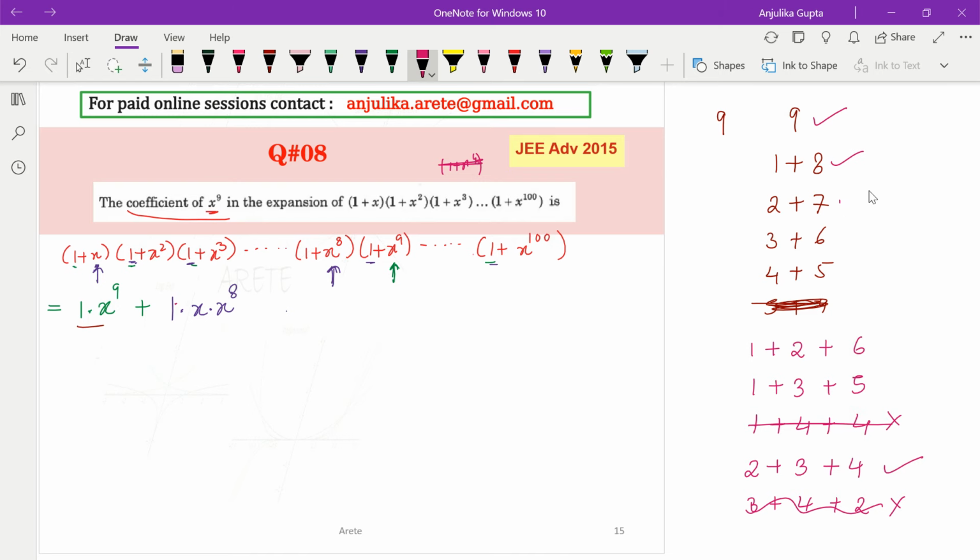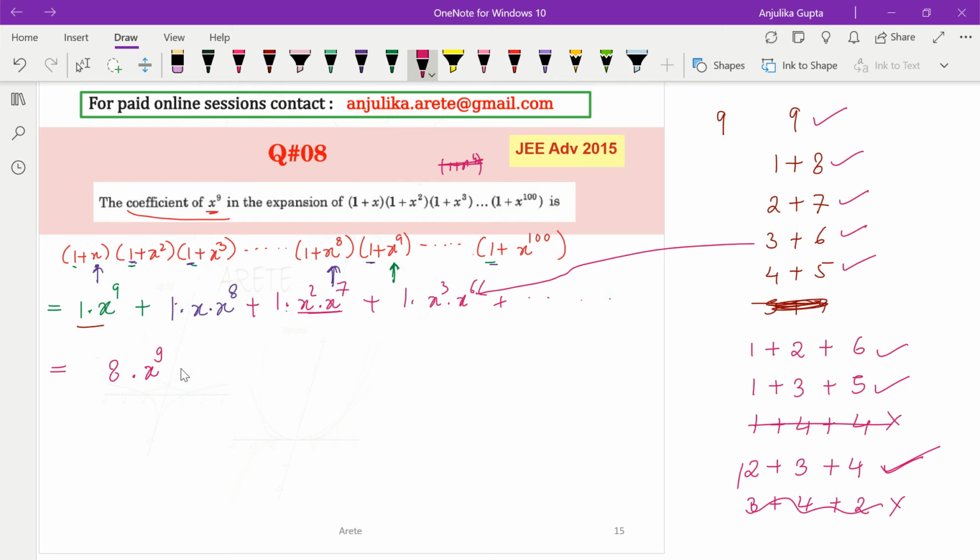1, 2, 3, 4, 5, 6, 7, 8. So there are 8 terms which are going to give you a coefficient of 9, and that is 1. That means from here also, if you try writing, let me show you how. Like this, right? So every one is going to give you a coefficient of x to the power 9. The third one you see like this. So there are 8 of such partitions which you have done. So 8 times x to the power 9 you are going to get. There are many more terms, right? But the coefficient of x to the power 9 is only 8. So that's your answer, 8.